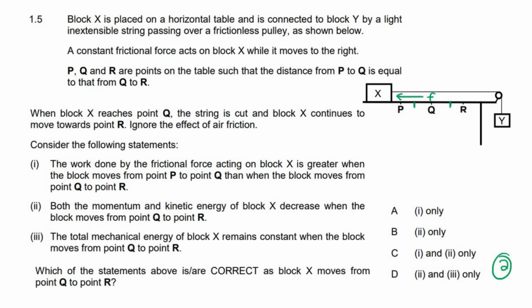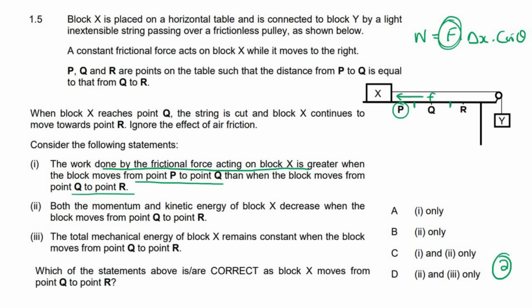Now it says, consider the following statements. The work done by the frictional force acting on block X is greater when the block moves from point P to Q than when it moves from Q to R. Well, let's look at it from a formula perspective. So we know that work is equal to force, displacement, cos theta. So we know that when it goes from P to Q, there is a certain force, displacement, and then cos theta. Now when it goes from Q to R, the friction force is not going to change.